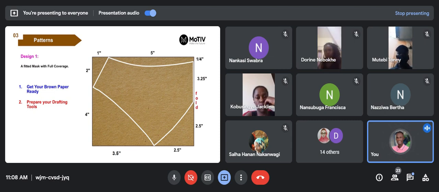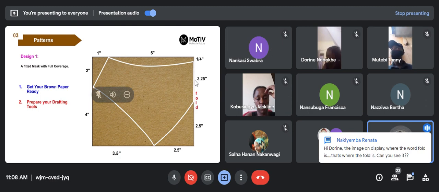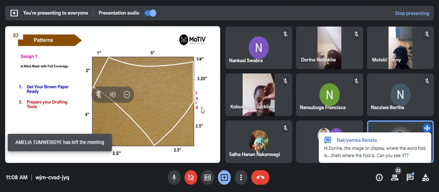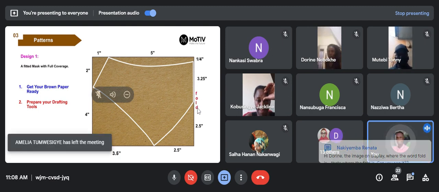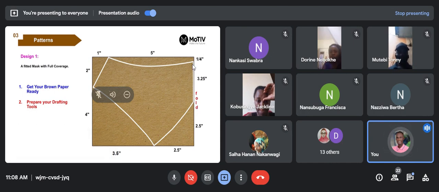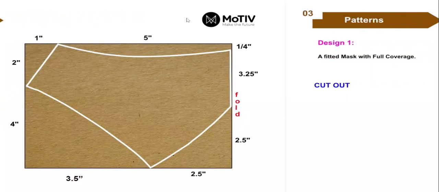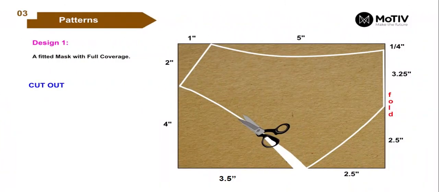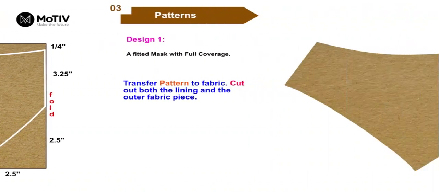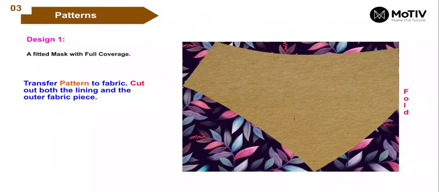And somebody also was asking which side is on fold. This side here that I've written in red is the side which is on fold. This edge here. If you transfer your pattern on the fabric, you should make sure that this side of your fabric is folded so you are able to cut.